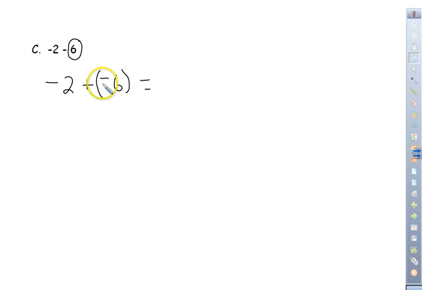Like signs are the same signs. Therefore, when we have same signs, we add. So that's going to be 6 plus 2 is 8. And the sign stays the same. Therefore, it is now negative 8. Go ahead and hit pause and try this.